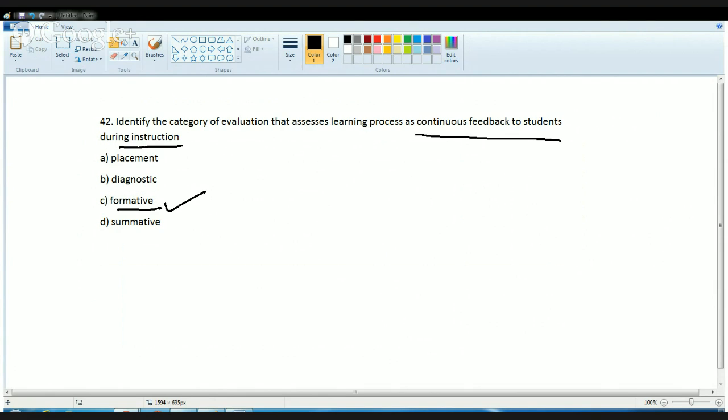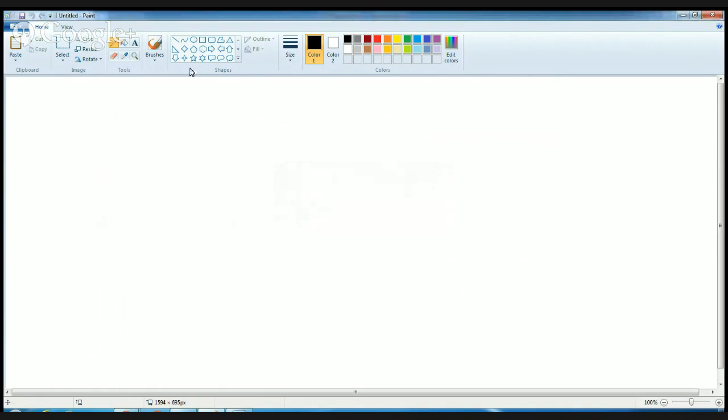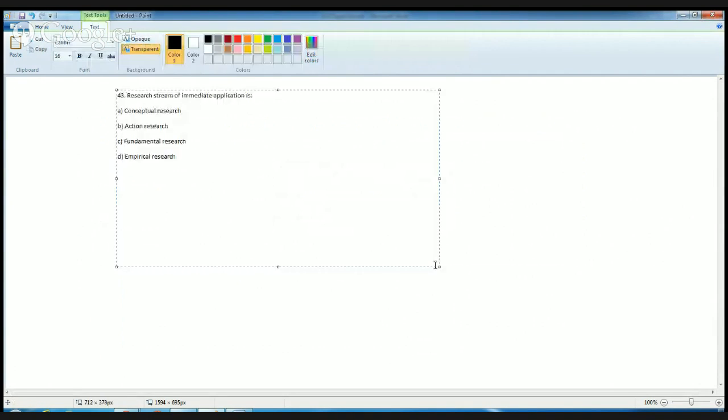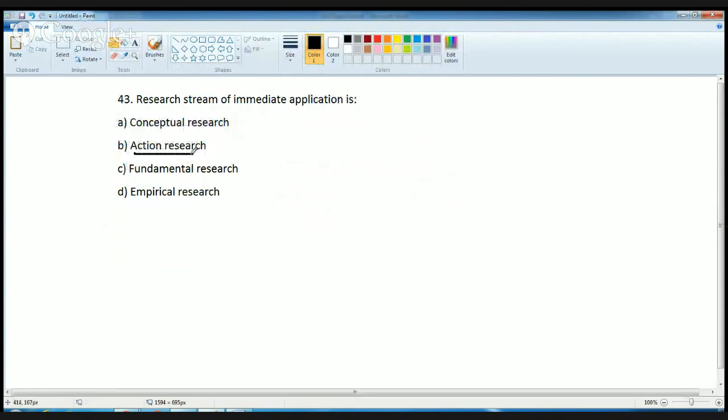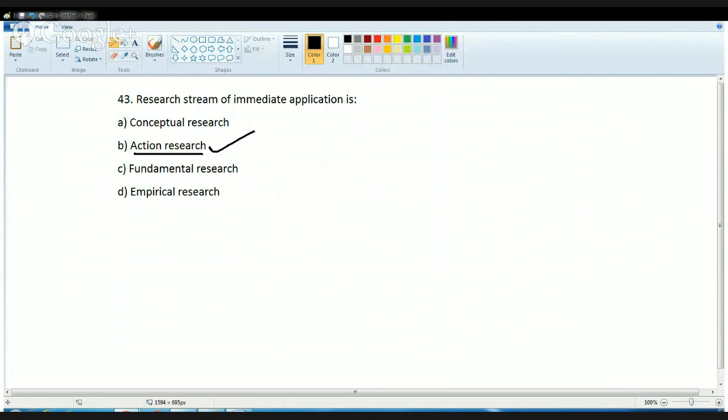The next question is, the research stream of immediate application is. Whenever we talk about any research, the research can be of various types. Of these, action research is the only research which talks about immediate implications, immediate application to any problem. So if I have a problem in hand, what will I be doing? I would be immediately solving that problem. And that immediate solution to any problem is known as action research. So it is a kind of process that is solving your problem progressively, so it's increasing day by day.